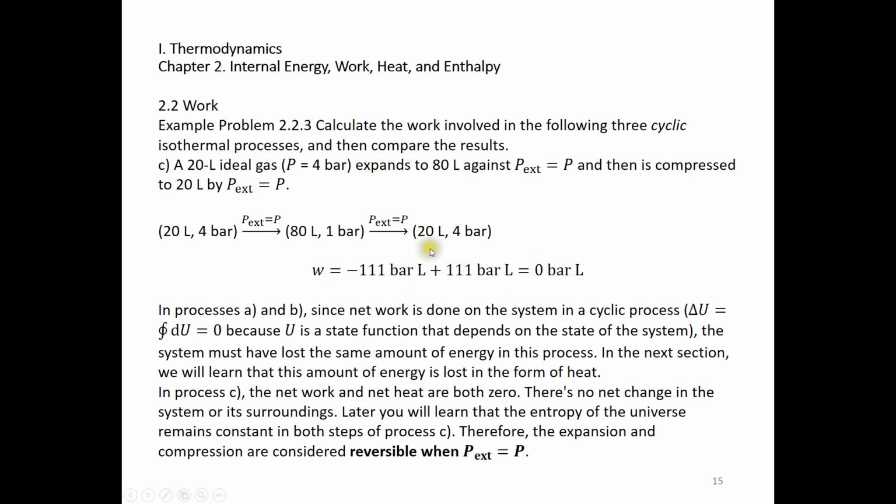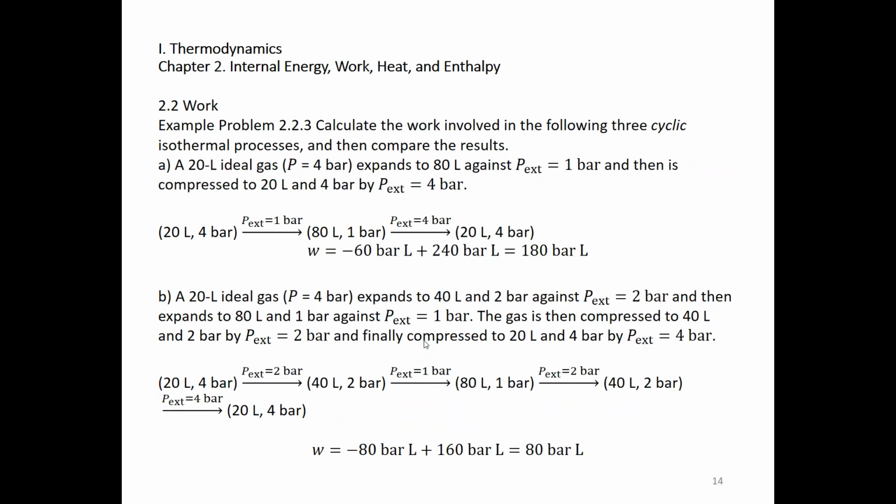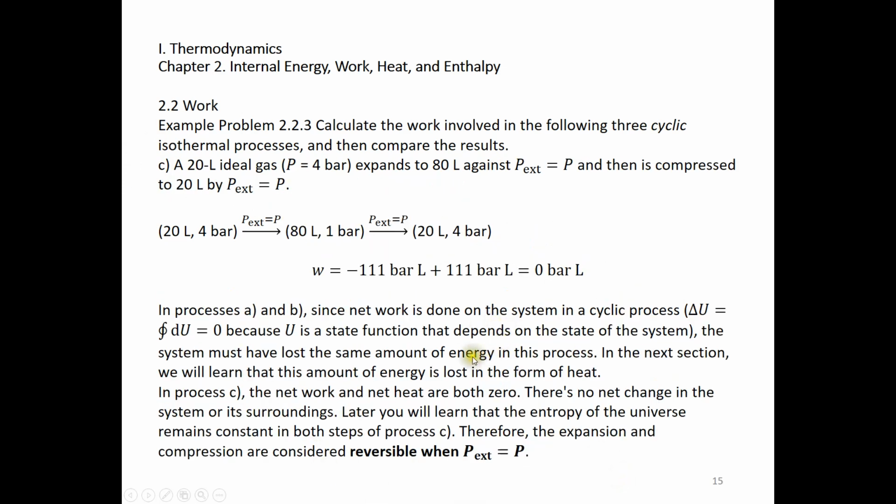So in summary, we covered 3 different cyclic processes. In the first two, net work is done on the system. I want to show you in A, this amount of work is done to the system, 180. In B, 80 bar liter is done to the system. Alright, but in C, it's just 0.